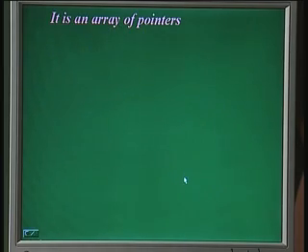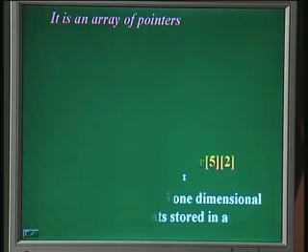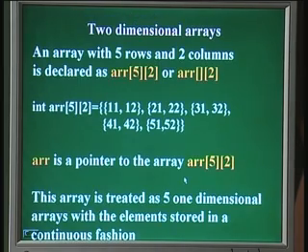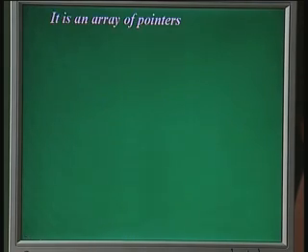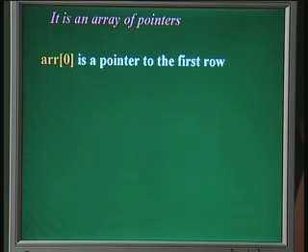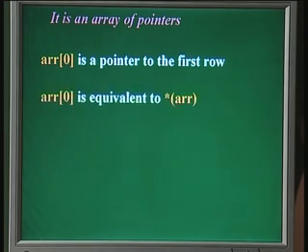But the difference would be in actually reading out the elements of the array. Now we'll see how to read out this array. First thing to remember is that a one-dimensional array is a pointer, and now you have to remember that it is an array of pointers here. So ARR of 0 is a pointer to the first row of the 2-dimensional array.